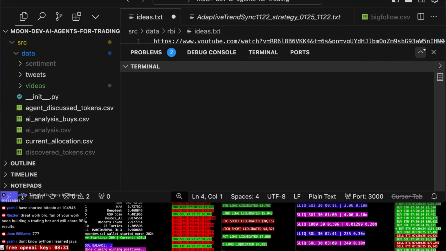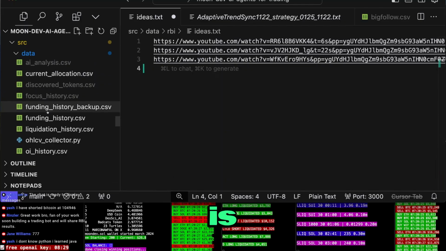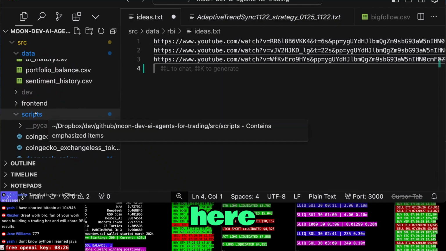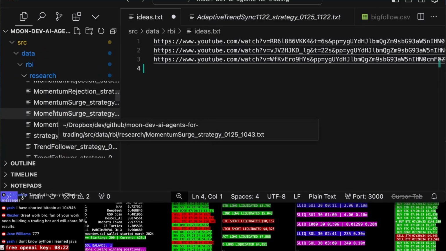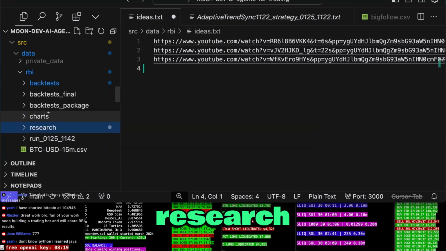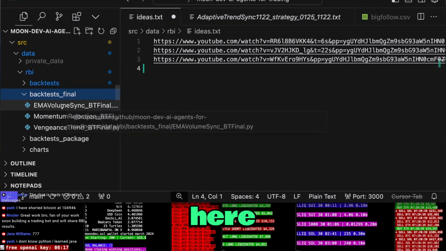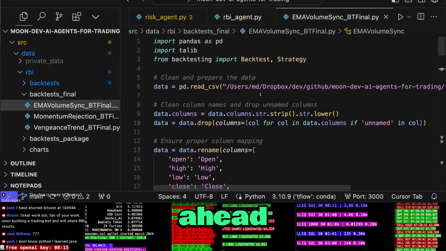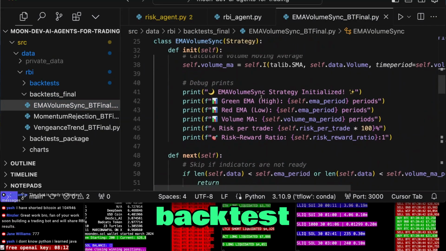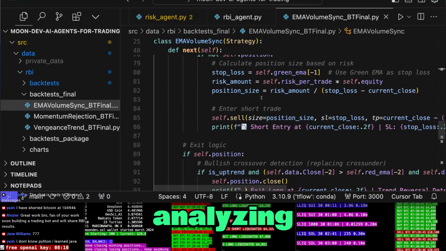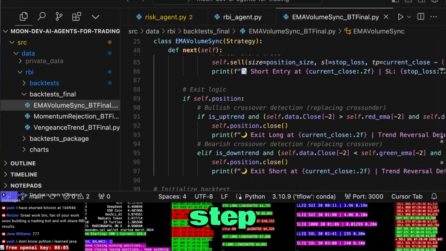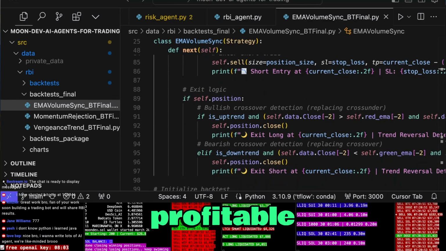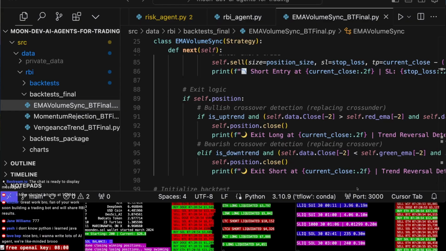Okay, but at the end of the day, what it does is it outputs this, dude. If we go here to data again, let's go back to the data folder. Research backtest final here. You can see this goes ahead and outputs an actual backtest. A backtest is where you go ahead and you see exactly step by step how profitable was it, or how profitable was it not. See what I'm saying? So that's fire.